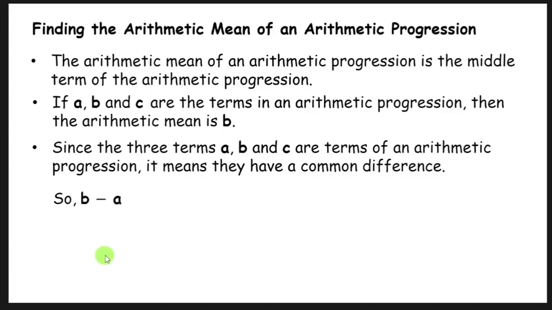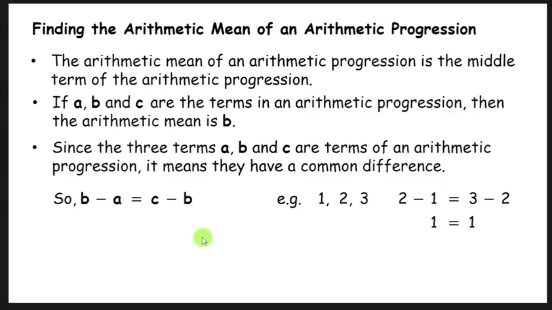So B minus A is equal to C minus B. Since A, B, C form an arithmetic progression, they have a common difference, so B minus A is the same as C minus B. For instance, take 1, 2, 3 as an arithmetic progression: 2 minus 1 is 1, and 3 minus 2 is also 1. It is the same way with A, B, C.